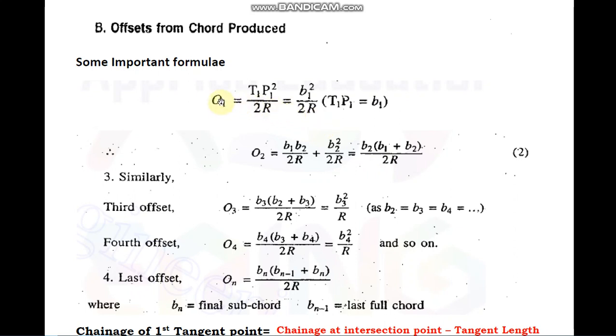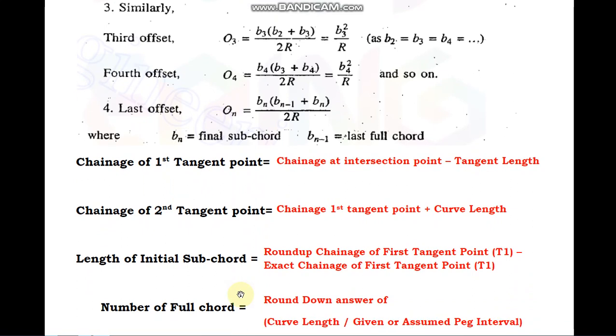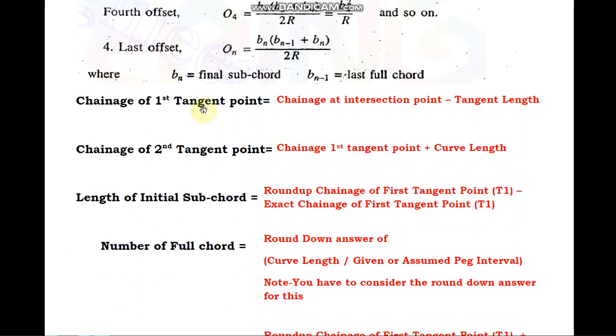The formulas for first offset, second offset and third offset are different. The formula for third offset is B3 square upon R. Same for the offset O4: B4 square upon R. And the formula for the last offset is Bn times (Bn minus 1 plus Bn) divided by 2r. Bn is the last chord, Bn minus 1 is the second last chord, or we can say the last full chord, and again Bn, the last chord, divided by 2 into radius. These are some mandatory formulas in which students always get confused, so write it down or take a screenshot of the video.